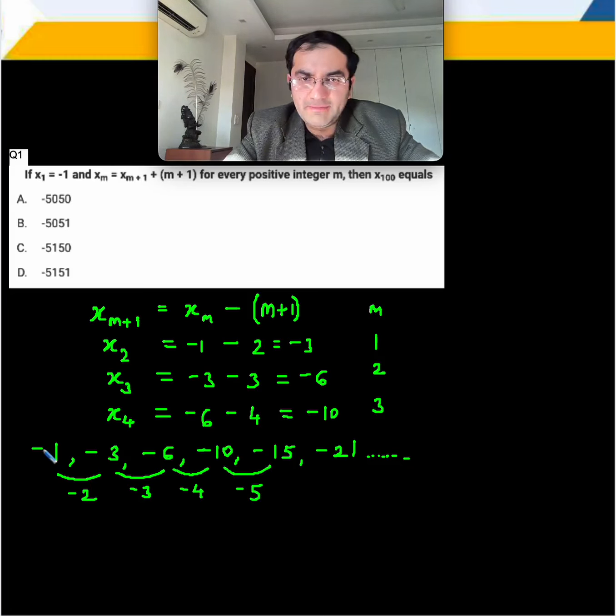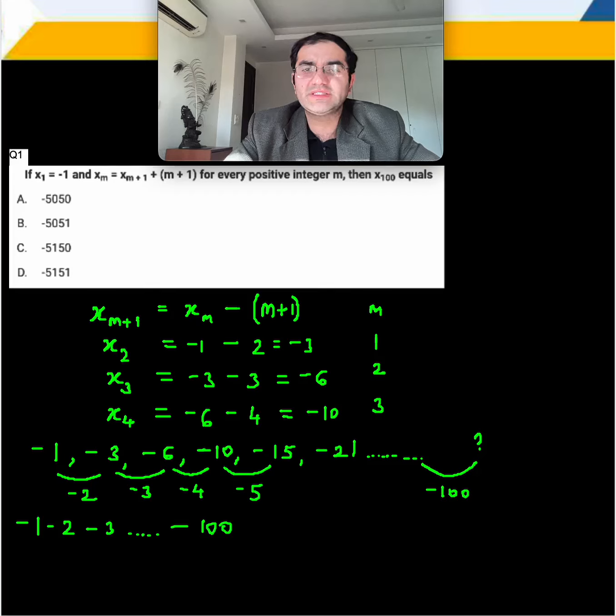So observe, minus 1, minus 2 gives me the second term, minus 3 gives me the third term, minus 4 gives me the fourth term, minus 5 gives me the fifth term, and so on. When I do minus 100, it will give me the 100th term, which is what I have to find. So I have to find minus 1, minus 2, minus 3, minus 4 up till minus 100, which is the sum of the first 100 negative integers. If I take minus 1 common, it becomes the sum of the first 100 natural numbers, which is n into (n plus 1) by 2. 100 times 101 by 2. You cancel and get your answer as minus 5050. A is your right answer for this question.